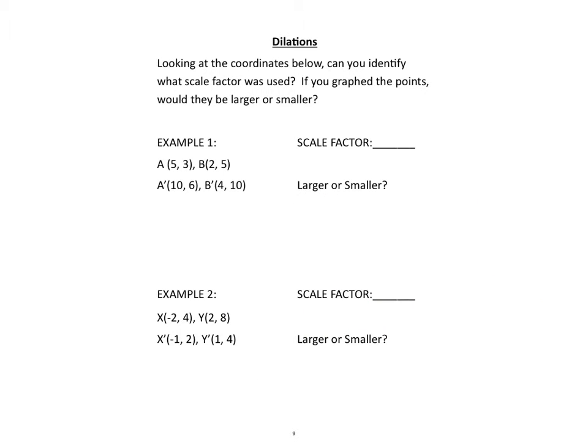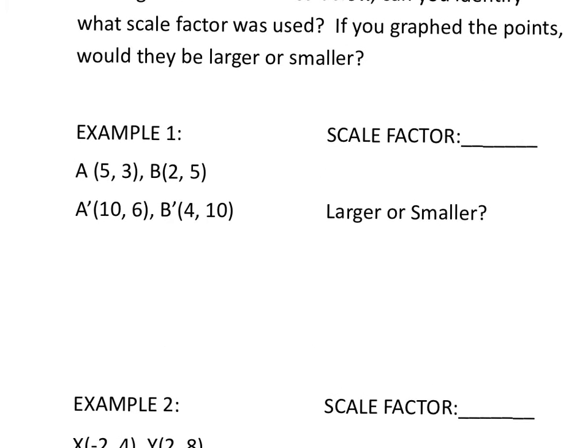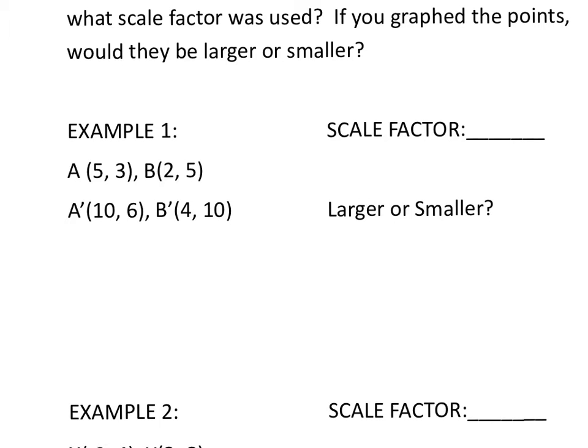So we're looking at the coordinates below, and we want to know if we can identify what scale factor is used. And we want to know if we graphed it, would it be larger or smaller? So let's start with example 1. We have points A and B. What we want to know is, how do we get from 5 to 10, 3 to 6, 2 to 4, and 5 to 10? Because they should all be the same. Hopefully you notice that you're multiplying by 2. Therefore, the scale factor would be 2. Then to determine is it larger or smaller, the answer would be larger, and the reason is, it's greater than 1.